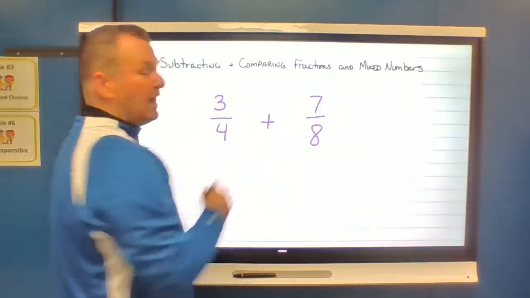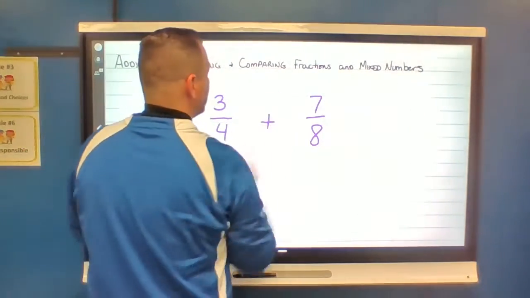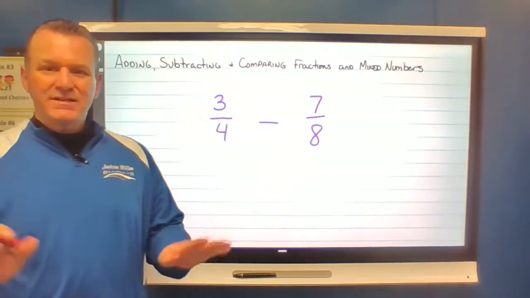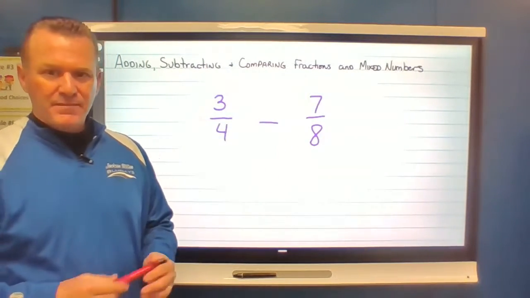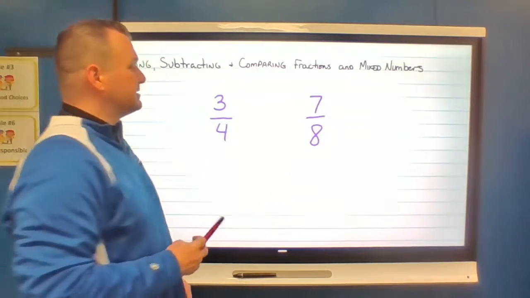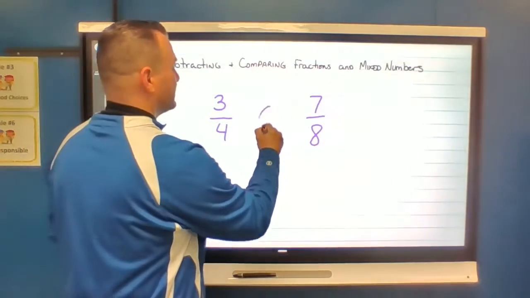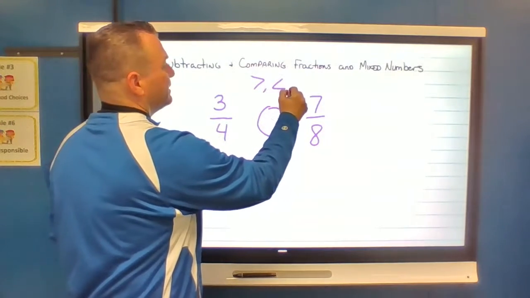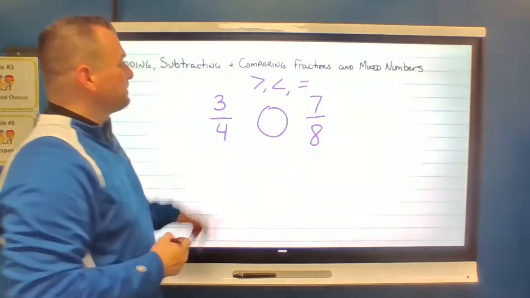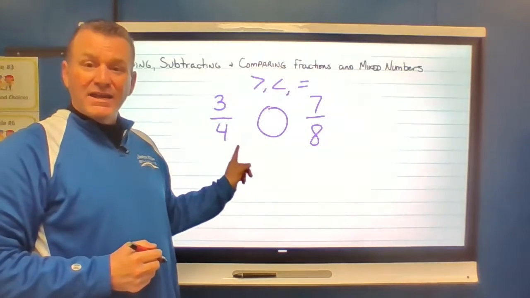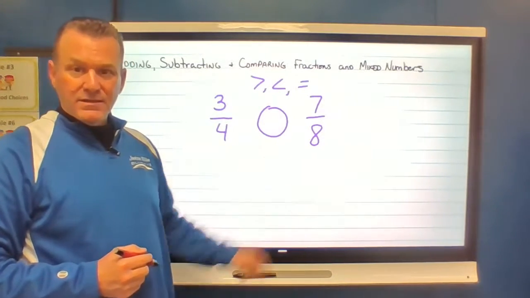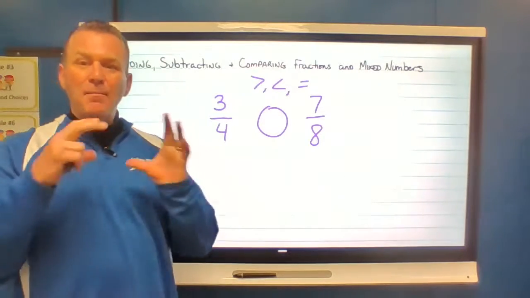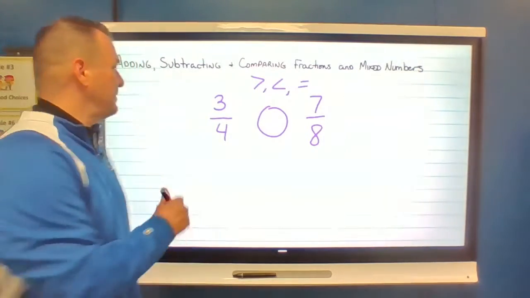whether I'm adding them, or whether I'm subtracting them, doesn't matter. The denominators must become the same. So in this case, let's say we're going to compare them using greater than, less than, or equal to. I can get the 4 to become 8, right? So we're going to create an equivalent fraction so that my number of pieces are the same.